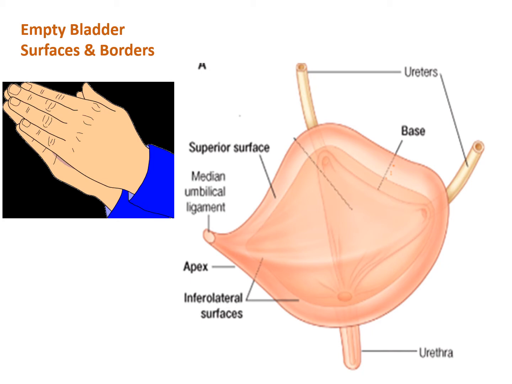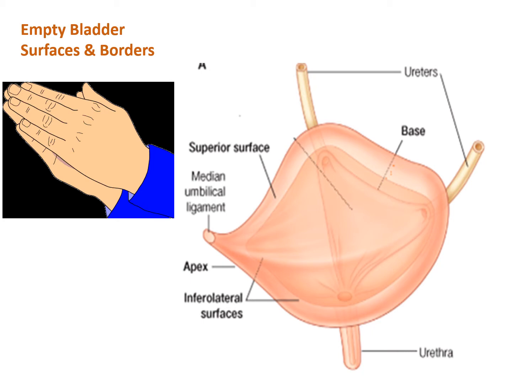First fold your hands as if you are going to pray. Now position them in such a way that they are at right angles to your chest, right? The tips of your fingers are facing forward, the thumbs are facing superiorly, right? Now when you are in this particular position, we imagine this is an empty urinary bladder. Now let me teach you the surfaces on this, and then I will come on to the picture.